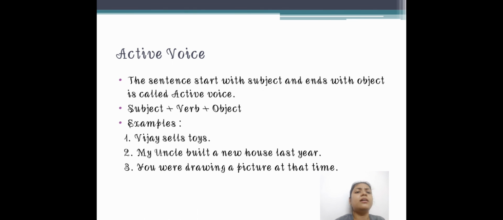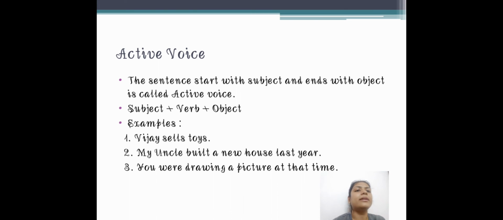Third one is: you were drawing a picture at that time. Now this is a bit clumsy. You is the subject, drawing is the verb, a picture is the object. Now first of all decide what the tense of the sentence is. In the verb we have ing, so it is but natural that it is a continuous tense sentence. And along with that, were is there. So we can conclude that we have a past continuous tense sentence.